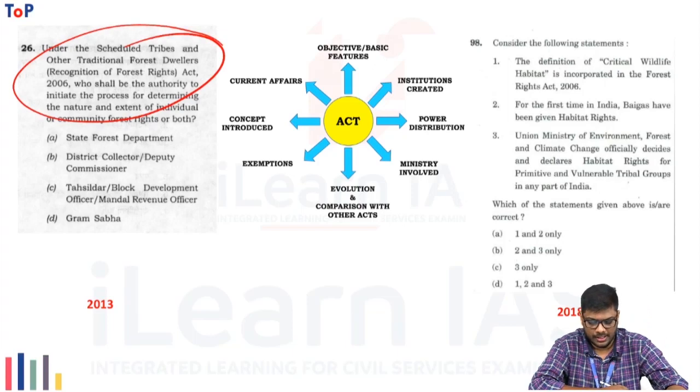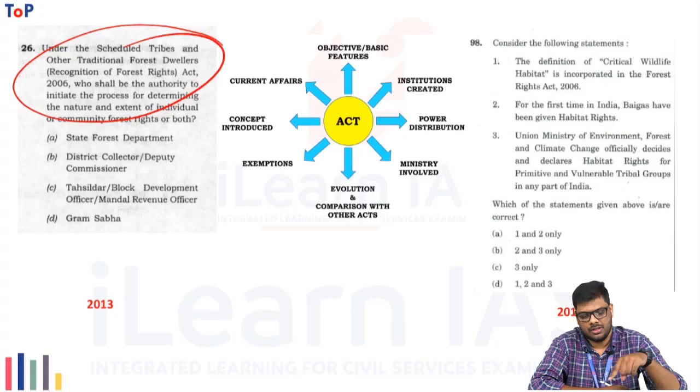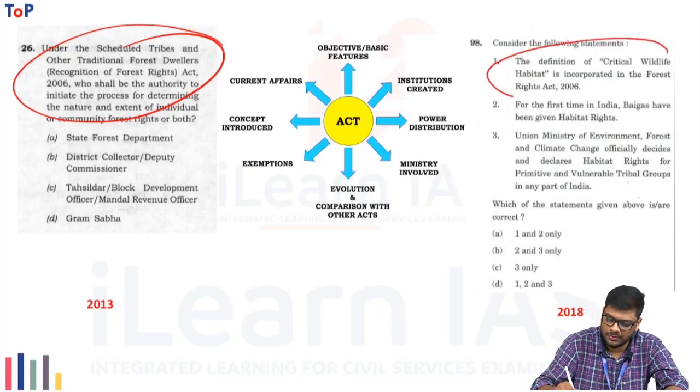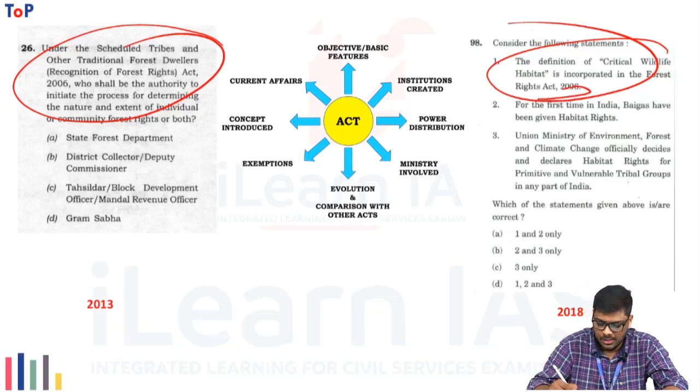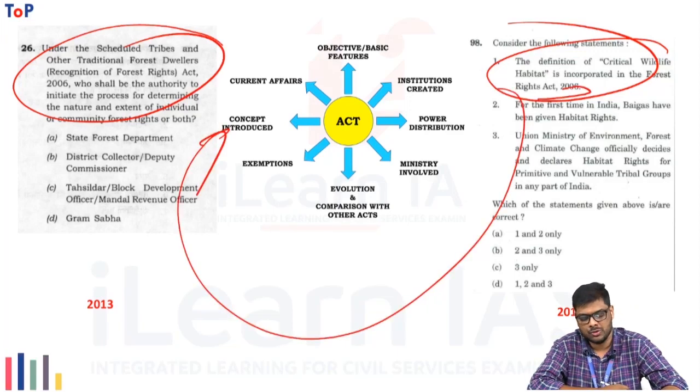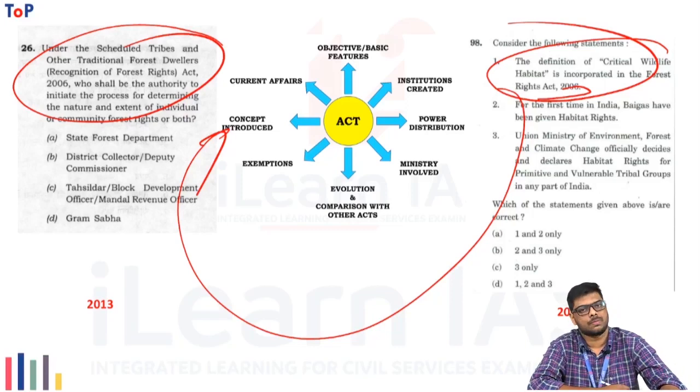Then more. STFRA. Okay, authority responsible for. If you work on the basics of this framework, you can solve it. Then the definition of critical wildlife habitat is based on which act? Scheduled Tribes and Forest Rights Act, which is again correct. So if you know the concept introduced by WPA, the Forest Rights Act, you could have solved this. So this is the importance of this particular framework.